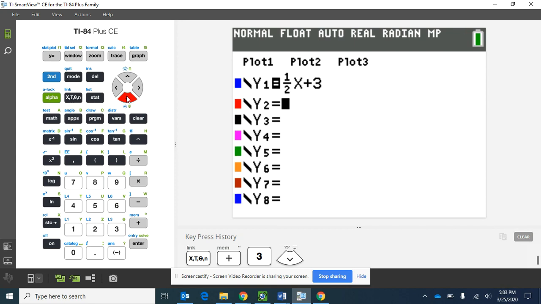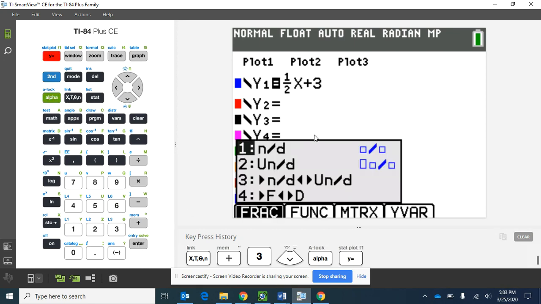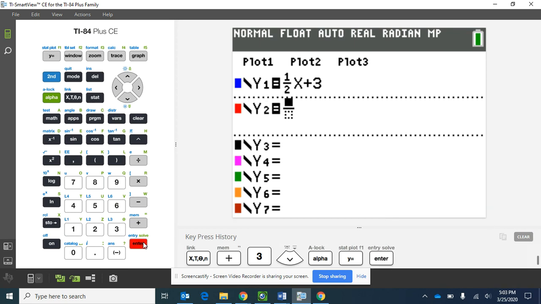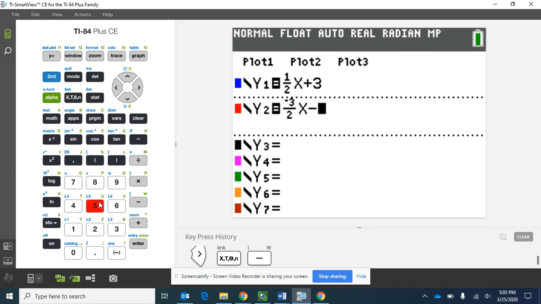I'm going to scroll down to y2 to put my second equation in, which is -3/2 x minus 5. So same thing, I have a fraction, so I need to go to my fraction menu. Alpha, or the green button, y equals. First option is just your regular fraction template. So push enter. I'm going to do -3/2 x and then minus 5. So those are both of my equations entered into my y equals.